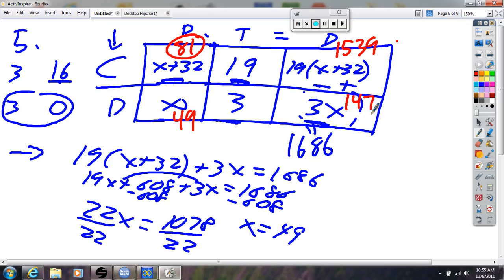Now, even before you answer the question, does this make sense? Does it check out? How do you check it? Add this one to this one. Do you get 1686? 9 and 7 is 16. I carry the 1. That's 7 and 1 is 8, and 15 and 1 is 16. Yes, these two check out, which means these are the right numbers. Now, what is the actual question? How fast is the cattle train, right? Cattle train is right here. There's my answer.